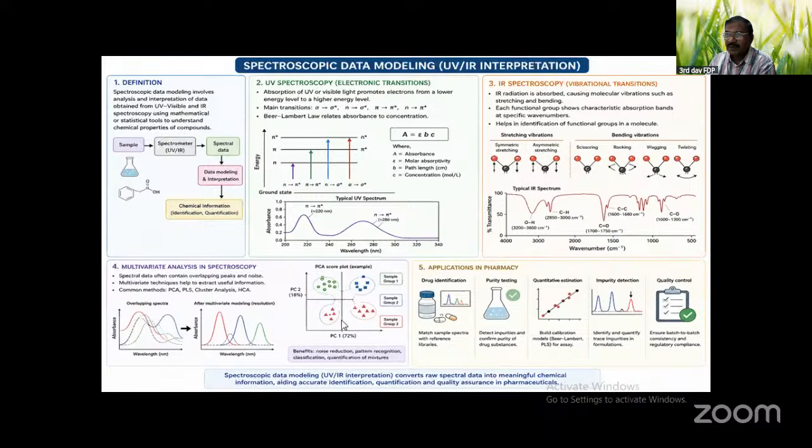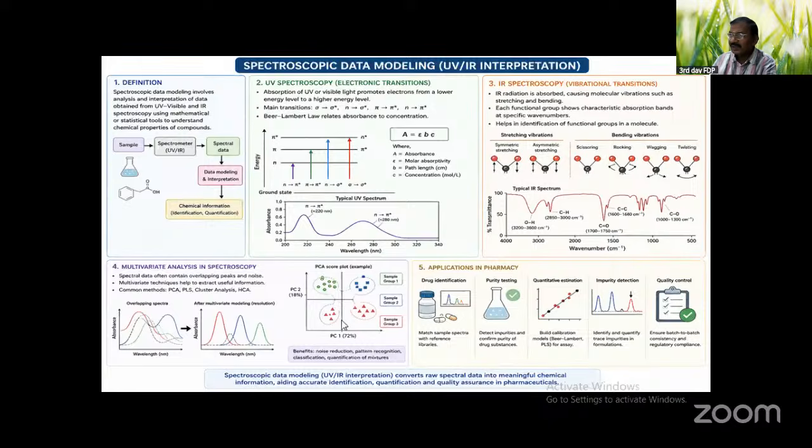The benefits of this type of model are noise reduction, pattern recognition, classification, and quantification of the mixtures. Then coming to the applications in pharmacy using spectroscopic data modeling: the first is drug identification, purity testing, quantitative estimation by using calibration models, and impurity detection to identify and quantify trace impurities in the formulations. And the fifth application is the quality control system to ensure batch to batch consistency and regulatory compliance.